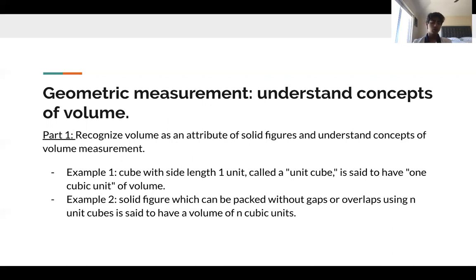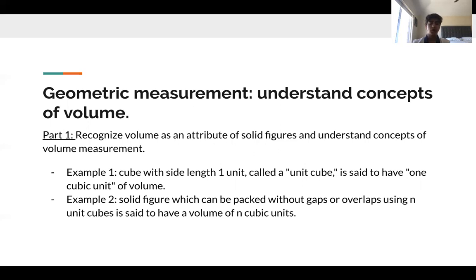Okay, so example 1: a cube with side length 1 unit, called a unit cube, is said to have 1 cubic unit of volume. The formula for finding the volume of a cube is simply s cubed, so we do side cubed. Since we know the side length is 1 unit, we just do 1 cubed, which we know is 1. And that's a unit cube. The reason it has 1 cubic unit of volume is because you just do 1 times 1 times 1, and you simply get 1. So it only has 1 cubic unit of volume.